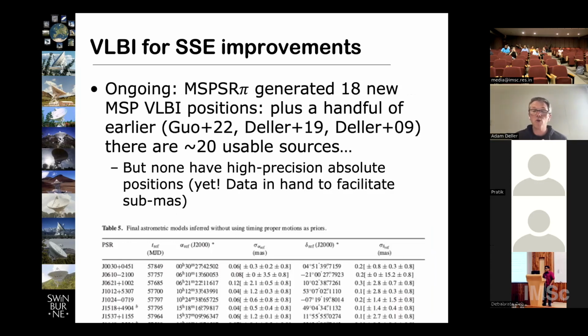The paper that I talked about before from Howe that was just published this year generated 18 new positions, which is an absolute bonanza. And there was a handful of earlier ones as well. So there's about 20 usable sources now, but none of them have really, really high precision absolute positions yet. We were really focusing on the relative stuff to get the proper motions and the parallaxes.